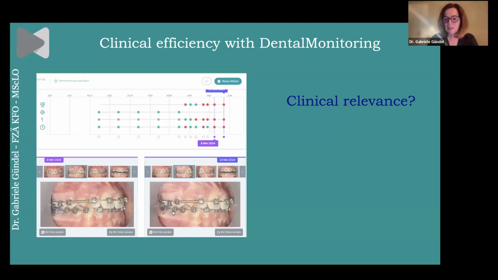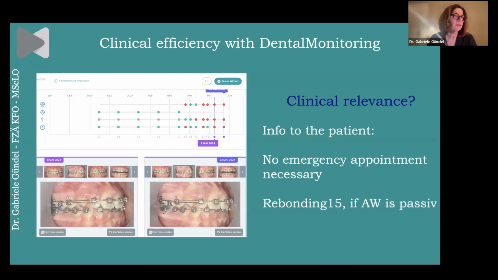And if the patient has no pain, the clinical relevance is that the patient does not have to come. We should not make a free chair for him. We just give him the information. We write him per WhatsApp. No emergency appointment is necessary. We will rebond this bracket. If the arch wire is passive, don't worry about that. Everything is fine. We would not see this, or we would not control this very nicely, if we didn't have dental monitoring.